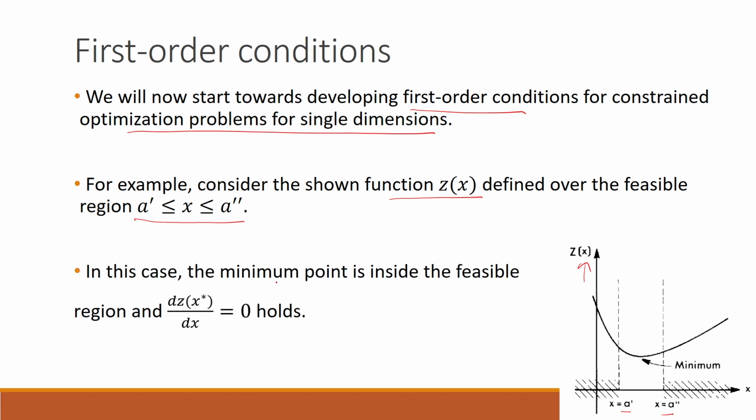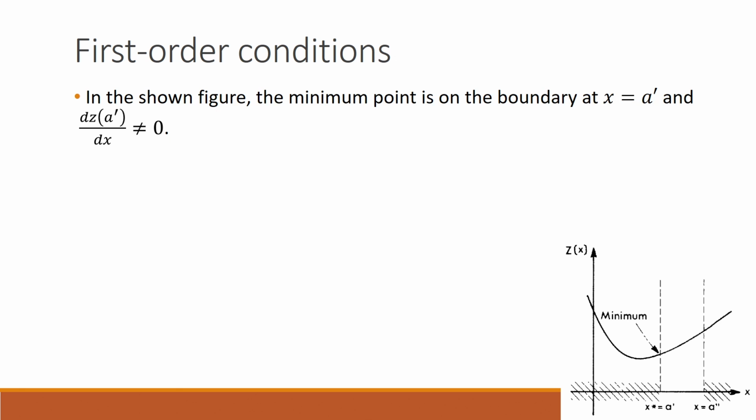In this figure, the minimum point for this function z(x) is inside the feasible region, because the minimum occurs here, between the two endpoints a' and a'', and at this minimum the derivative is equal to 0. So this holds, but this may not always be the case.